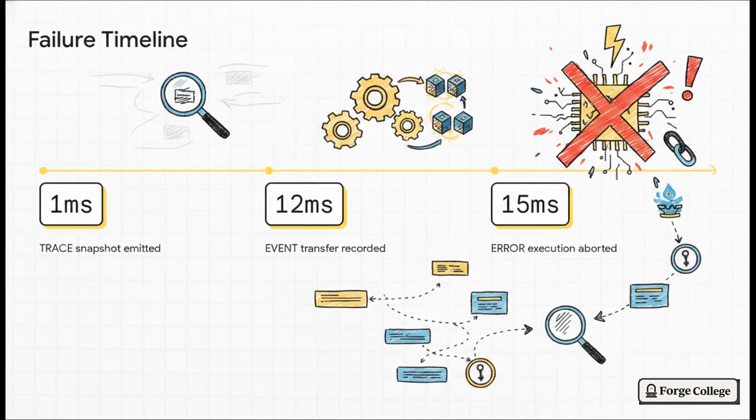Let's look at how this builds into a hypothetical timeline. So, at 1 millisecond, a trace snapshot is emitted. Okay, everything's fine. At 12 milliseconds, an event transfer is recorded. Still looking good. But, boom, at 15 milliseconds, an error occurs and execution is completely aborted. By mapping out the timestamps, the log messages, the program IDs, and the relevant account pubkeys, we can pinpoint the exact moment our race condition struck. We've officially established the timeline of the crime.